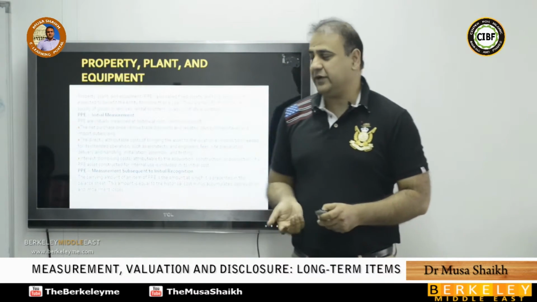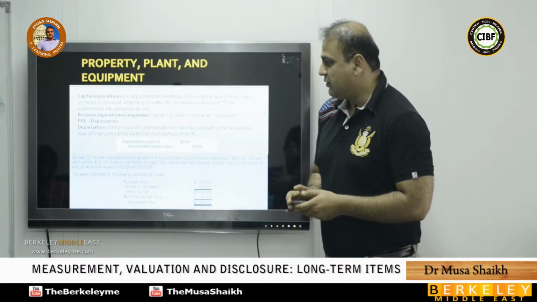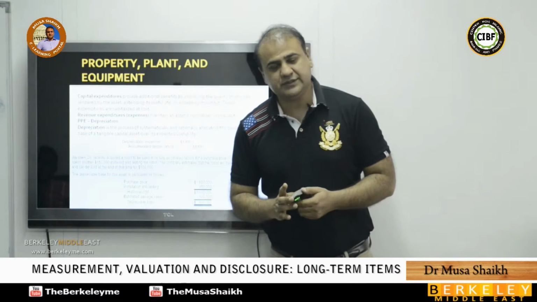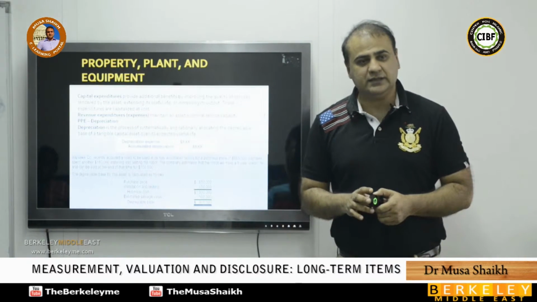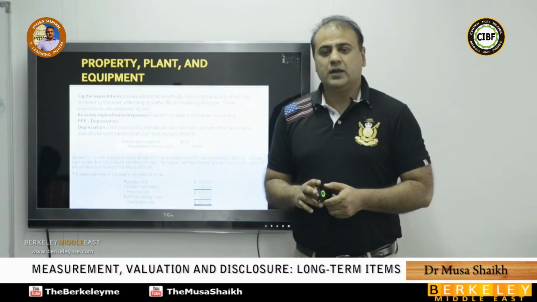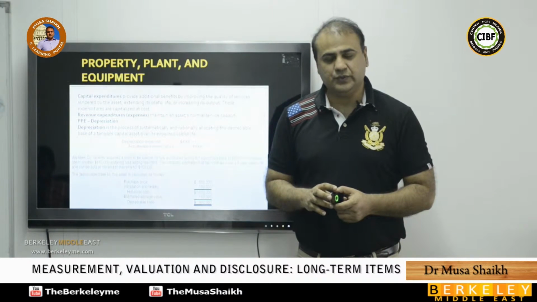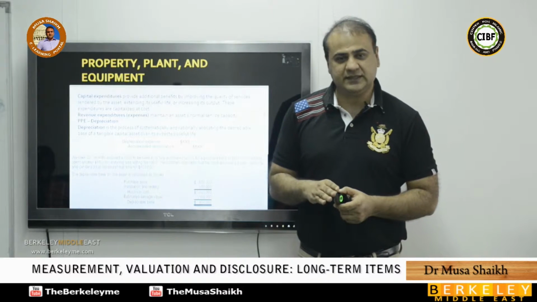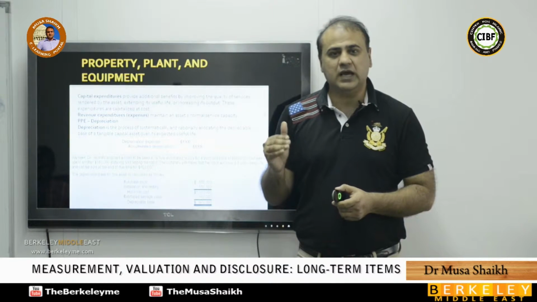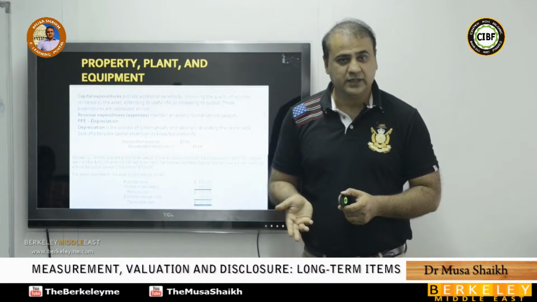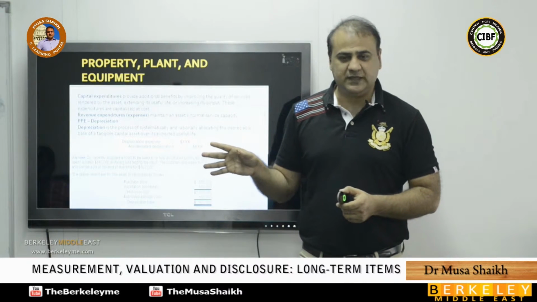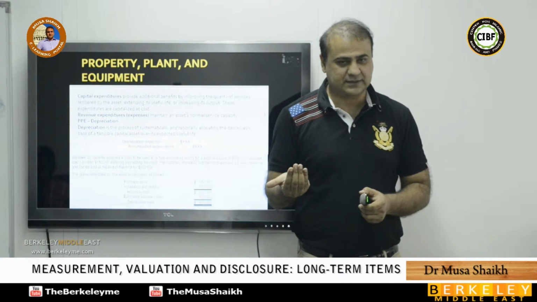and the total amount will be your subsequent measurement. We have two types of expenditures, one is capital and one is revenue. What is a capital expenditure? Any expense that you incur that gives a useful life of more than 1 year. We don't call it an expense, we call it an asset.